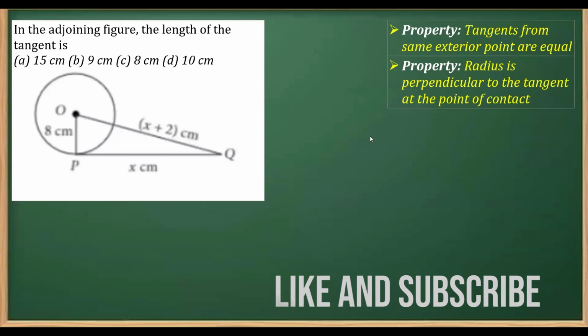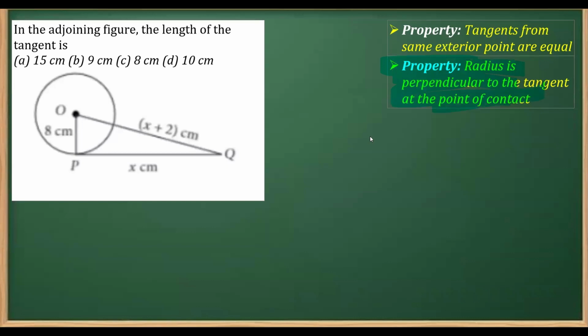The next question, which is an MCQ, is based on the property that the radius is perpendicular to the tangent at the point of contact. If I read the question, it says in the adjoining figure, we have to find the length of the tangent. And which is the tangent here? The tangent is this. So finding the length of the tangent is the same as finding the length of x here, because the length of the tangent is mentioned as x in the figure. What I said in the beginning is that it is based on the property that the tangent is perpendicular to the radius at the point of contact.